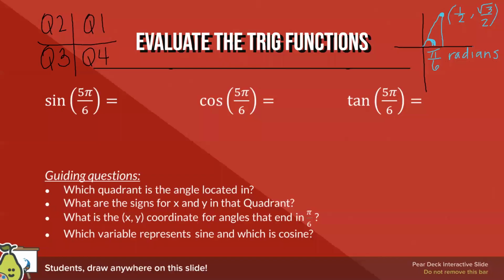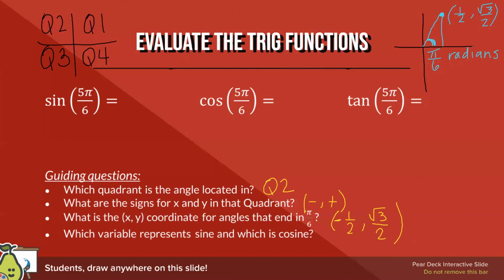Okay, so 5 pi over 6 is located in quadrant 2, and the signs for x and y in quadrant 2 are that x is negative, but y is positive. So the xy coordinates for anything ending in pi over 6, including 5 pi over 6, you can see I've drawn it in the top right-hand corner over here, are 1/2, root 3 over 2. We're going to use that information, but in quadrant 2, x is negative. So these are the coordinates I'm going to be using.